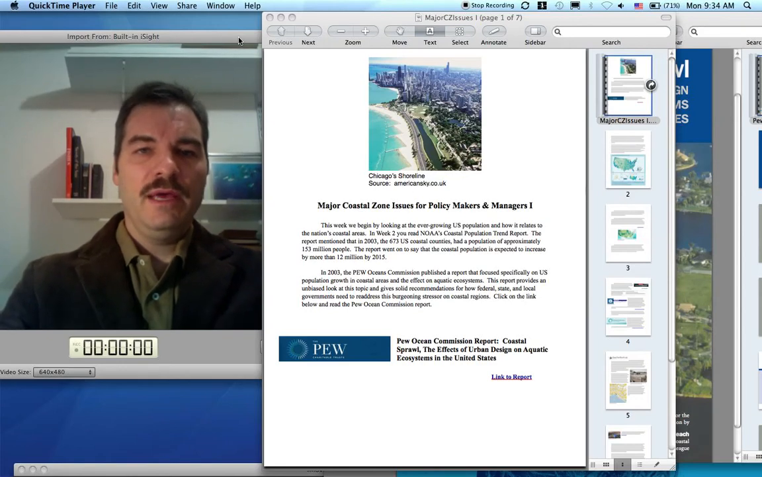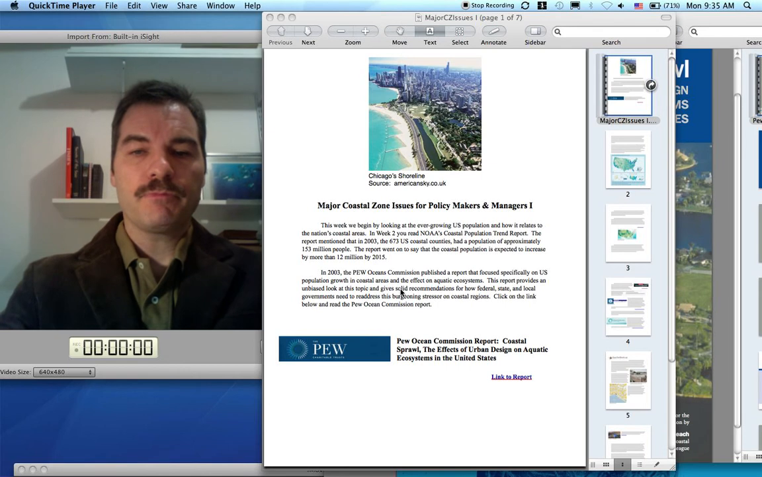Hi everyone. This week the material we're going to be going over has to do with population in the United States and with the related issues for policymakers and managers. Here we start off with a picture of the shoreline of Chicago, showing just how developed that area is.